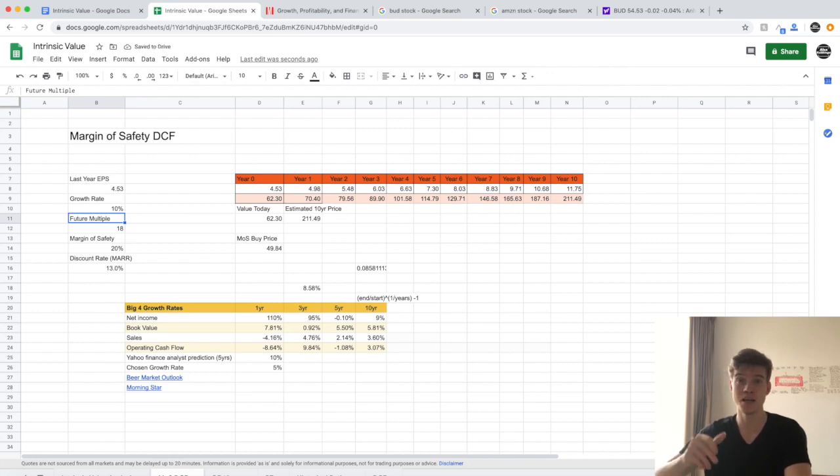So now if I was to change the growth rate to 10%, all of this would change as well. And don't worry, I'm gonna be leaving this spreadsheet in the description so you guys can use this yourself and calculate the intrinsic value for a company that you want. Now we have to decide the future multiple that we want to use.